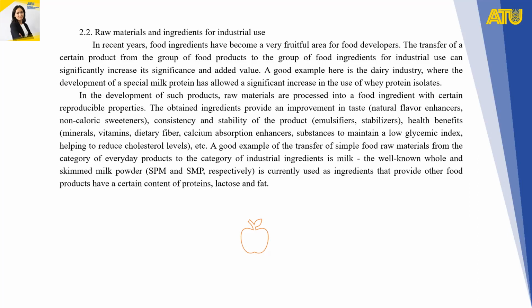In the development of such products, raw materials are processed into a food ingredient with certain reproducible properties. The obtained ingredients provide an improvement in taste and consistency and stability of the product, health benefits, and so on. A good example of the transfer of simple food raw materials from the category of everyday products to the category of industrial ingredients is milk. The well-known whole and skimmed milk powder is currently used as ingredients that provide other food products with a certain content of proteins, lactose, and fat.